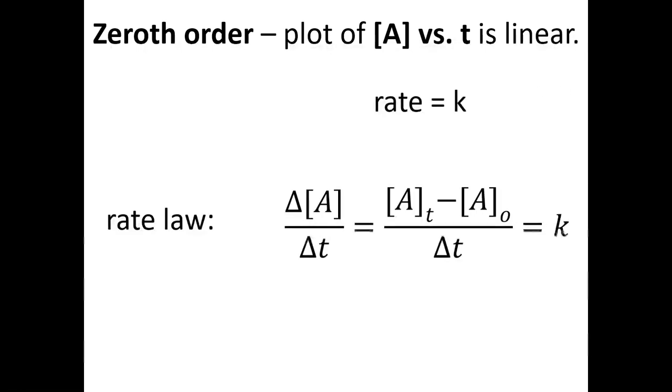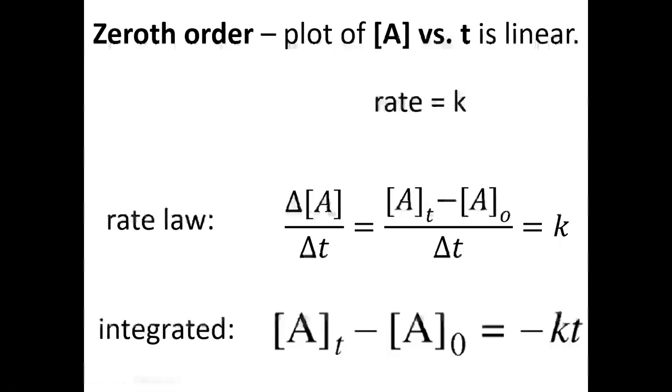Just to expand on that, the rate is really the change in concentration of A over the change in time, which is final concentration of A minus initial concentration of A over time, and that's all equal to just a straight-up constant. Well, when we integrate that rate law, here's what we get. At least this is the form that's given on the AP chart, and it's right.